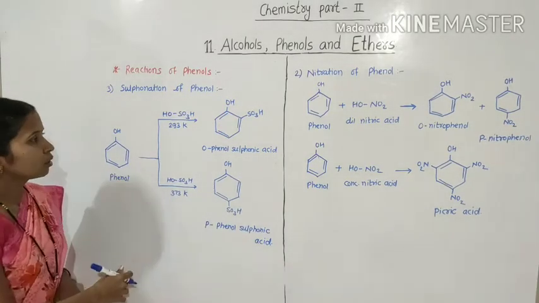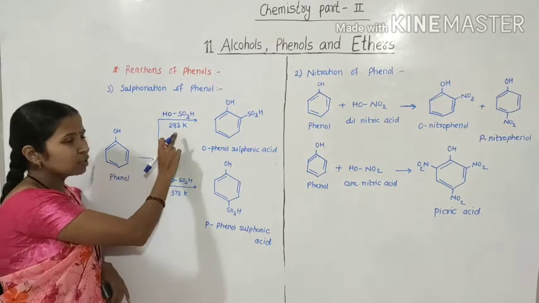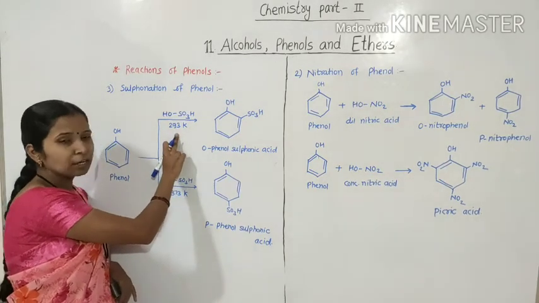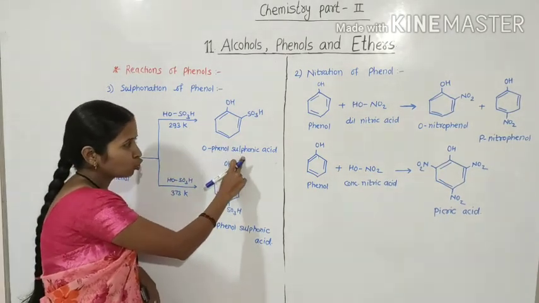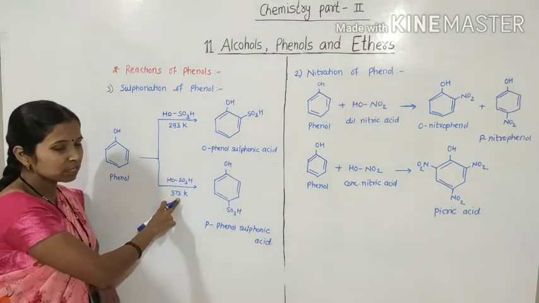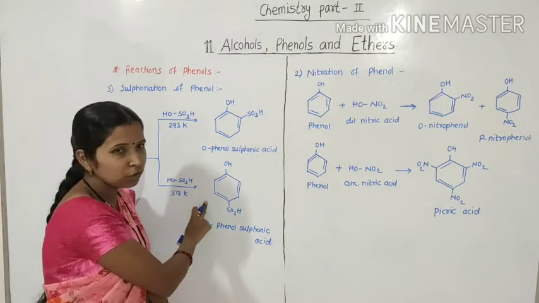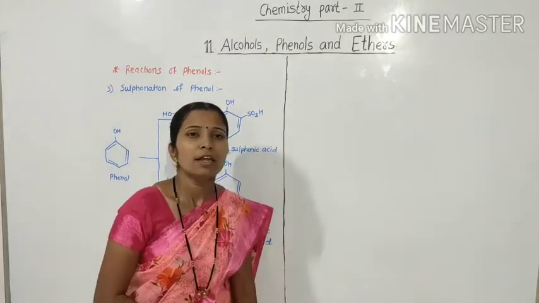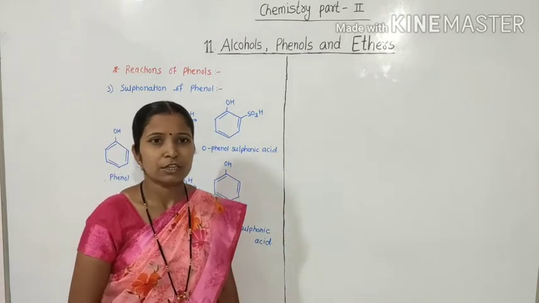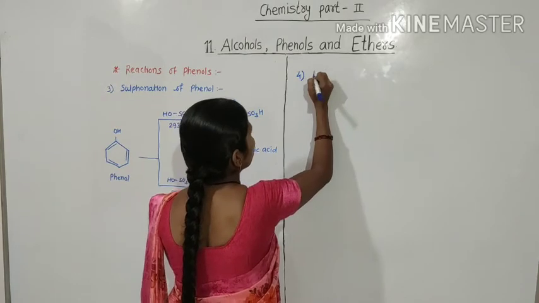Let's see again. Here we see phenol react with sulfuric acid at 293 Kelvin to form orthophenol sulfonic acid, and at 373 Kelvin to form paraphenol sulfonic acid. Okay. Then our fourth reaction of phenol is Reimer-Tiemann reaction. Let's see Reimer-Tiemann reaction.